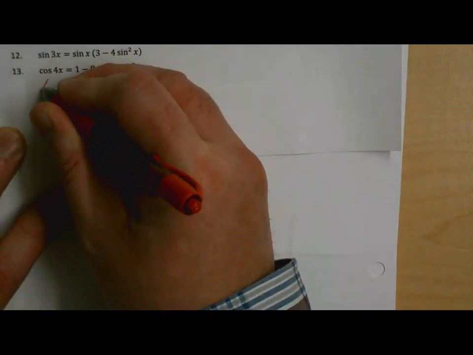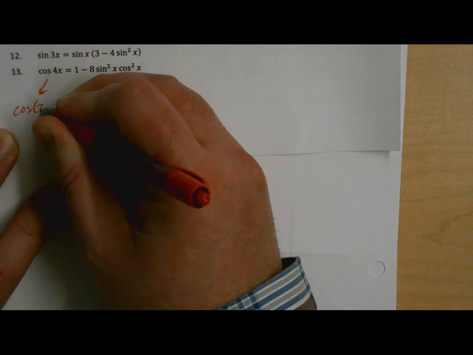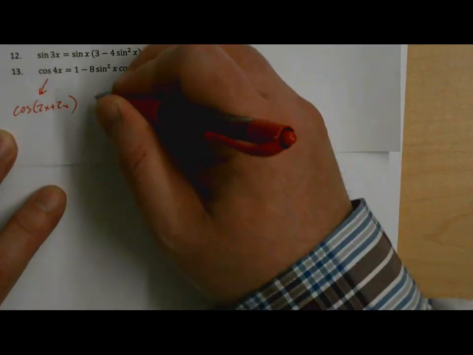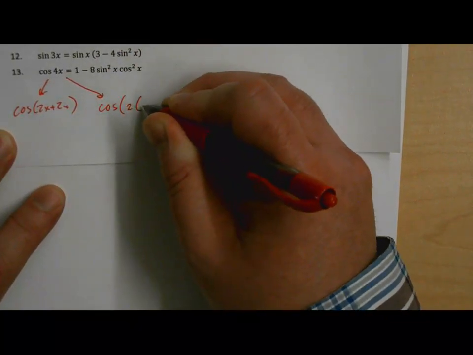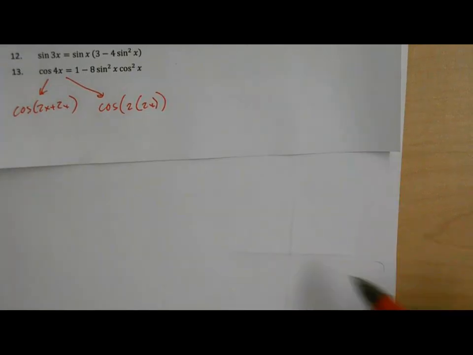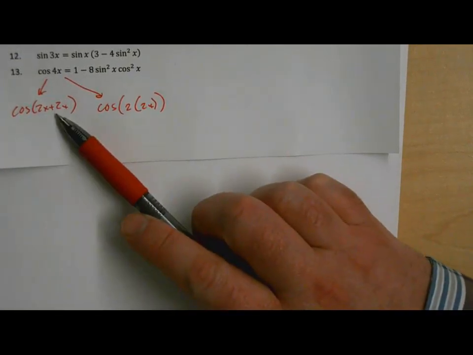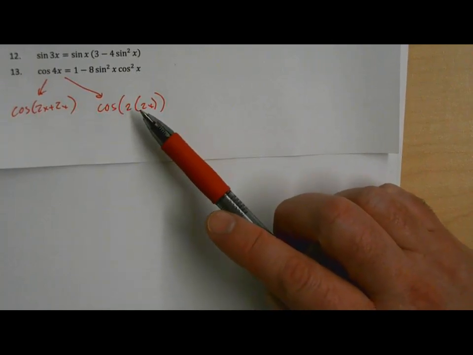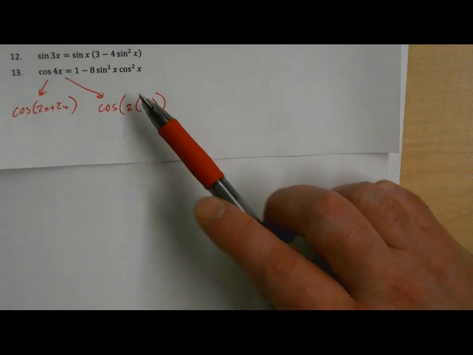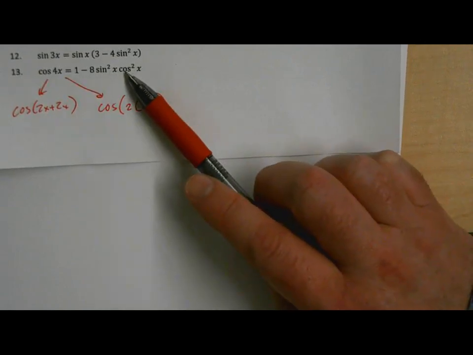So in my mind, there's two ways we could approach 13. Either we're going to think of that cosine 4x as the cosine of 2x plus 2x, or the other way we could do it is we could think of it as the cosine of 2 times 2x. So we could use an angle addition identity, or we could use a double angle identity. So let's have a look at those two types of identities and see which one's going to get us closer to what we're looking for.